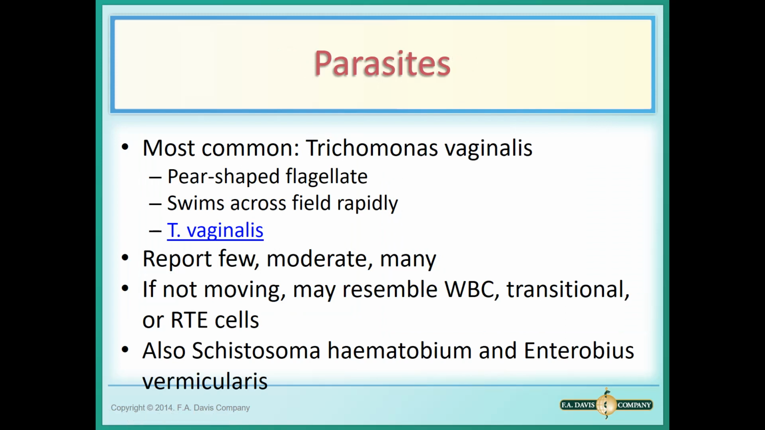And as we start to finish up here, we're going to look at parasites. The most common parasite we see in urine is Trichomonas vaginalis, T. vaginalis. It's a pear-shaped pathogen with flagella, and it really kind of hustles across the field.